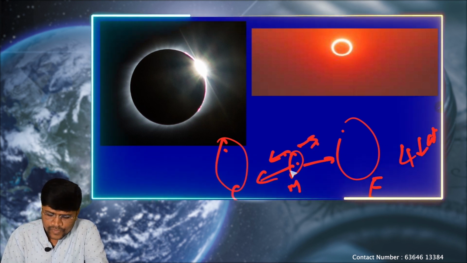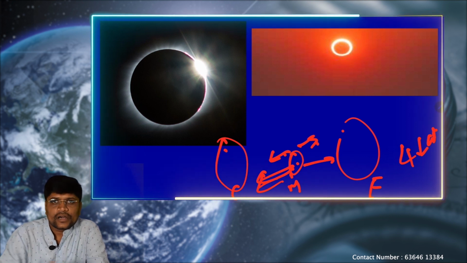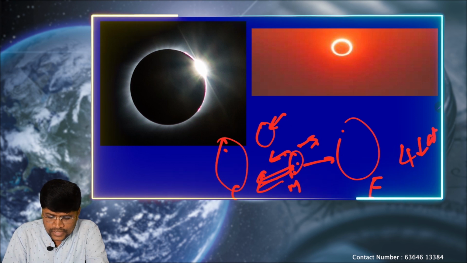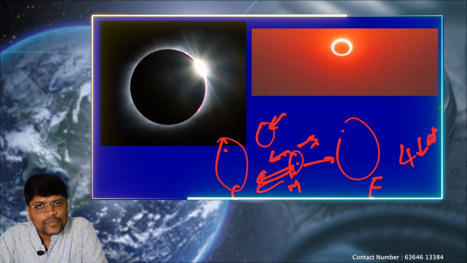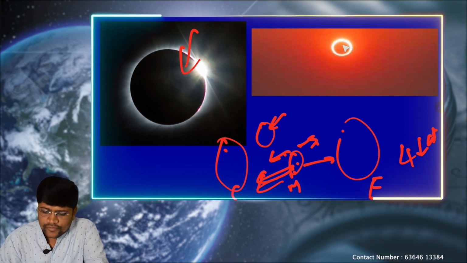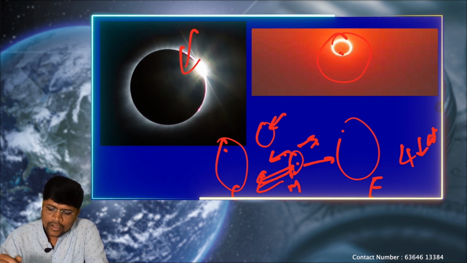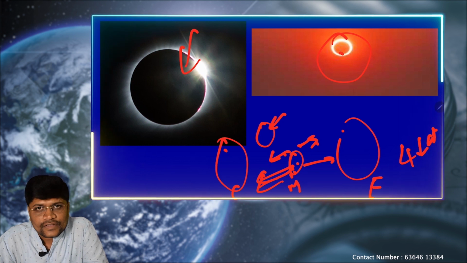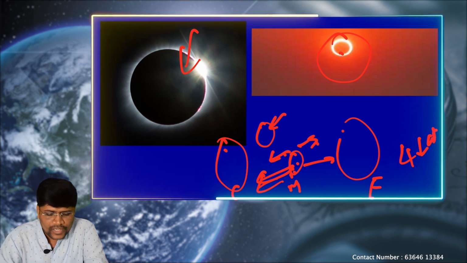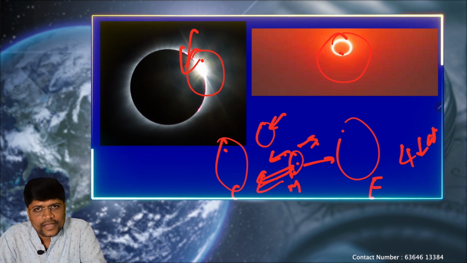So in that case, when the moon is farthest from the earth, when the moon is a bit far away from the earth, if there is any solar eclipse, the moon, instead of blocking the sun completely, appears as a ring on the sun surface. So this will be called a diamond ring. This is how the diamond ring looks.